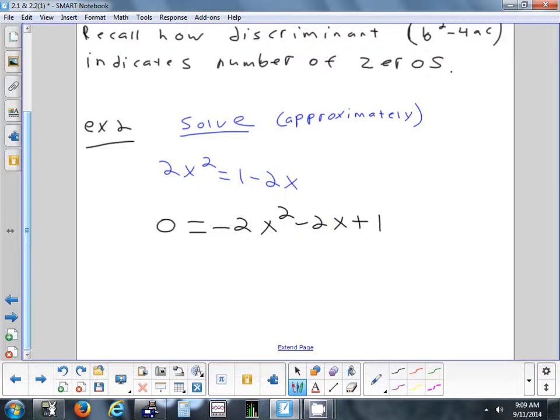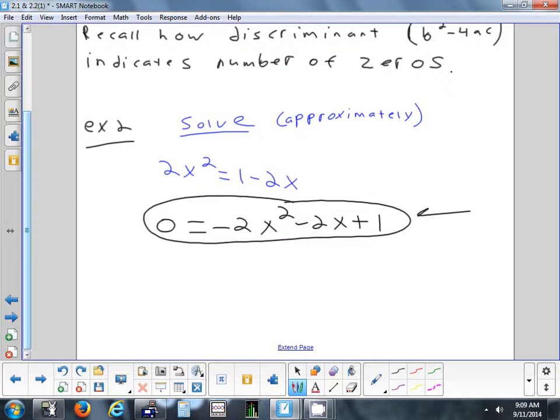Now, when we plug it in this way, we're finding roots or zeros. If you did it this way, and you plugged one side into y1 and one side into y2, you could do it that way, but you wouldn't be looking for roots. What would you be looking for if 2x squared was in y1 and 1 minus 2x was in y2? An intersection. You'd be looking for the intersection.